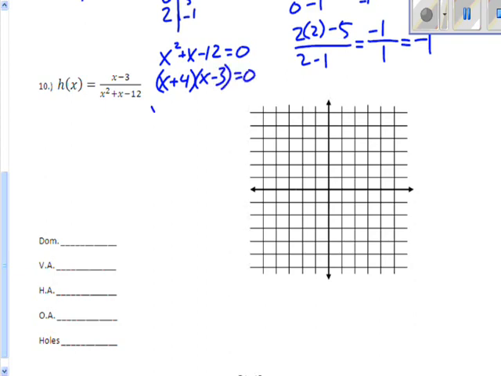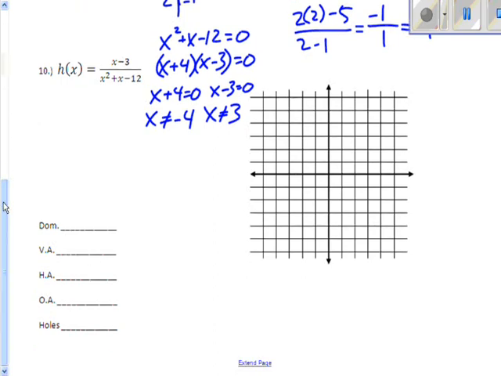I set each factor equal to 0, so x plus 4 equals 0, x minus 3 equals 0. And I solve each. This one I subtract the 4, I find out that x cannot equal negative 4. And this one I add the 3, so I find out that x cannot equal the positive 3. So that's my domain. My domain is just the restrictions. X does not equal negative 4 or positive 3.